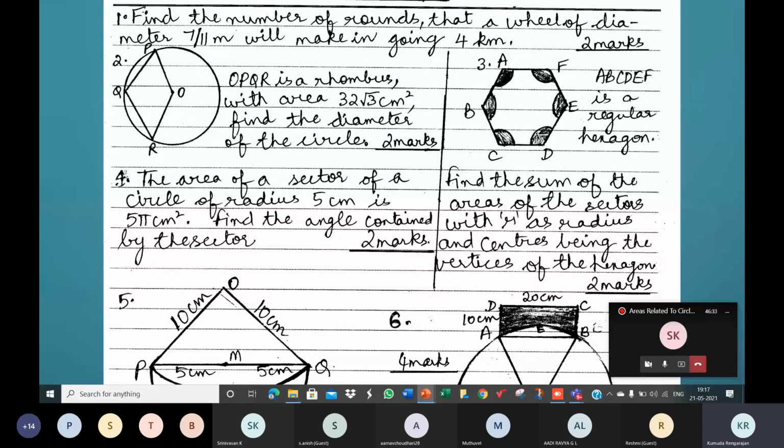Else you can use this formula: 2n minus 4. Can somebody complete this formula? Ma'am, n minus 2 into 180. Okay, n minus 2 into 180. So the number of triangles that can be formed in a polygon is 2 less than the number of sides. That's what it means.